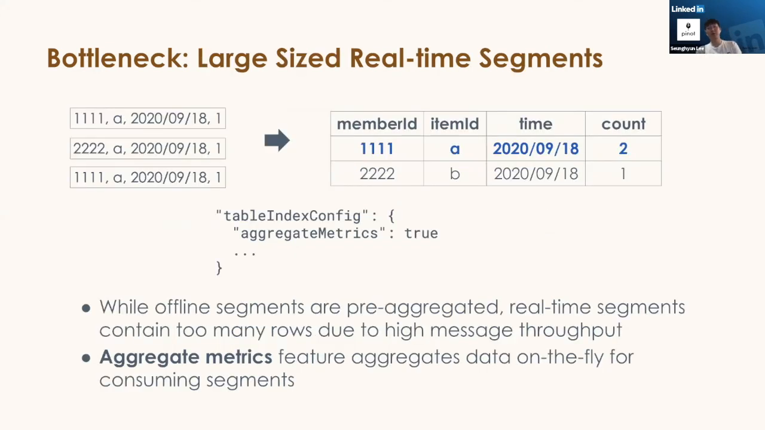Another issue that we found from the real-time server was the large-sized segments. While the data is pre-aggregated based on days since epoch for offline servers, we used to append one row per Kafka event. This makes the real-time segment contain too many rows for use cases with very high message throughput. To fix this, we implemented the aggregate metrics feature that aggregates data on the fly for consuming segments. One direct benefit is that the real-time segments become much smaller, and this feature improves the query performance by greatly reducing the number of documents that need to be scanned per query.